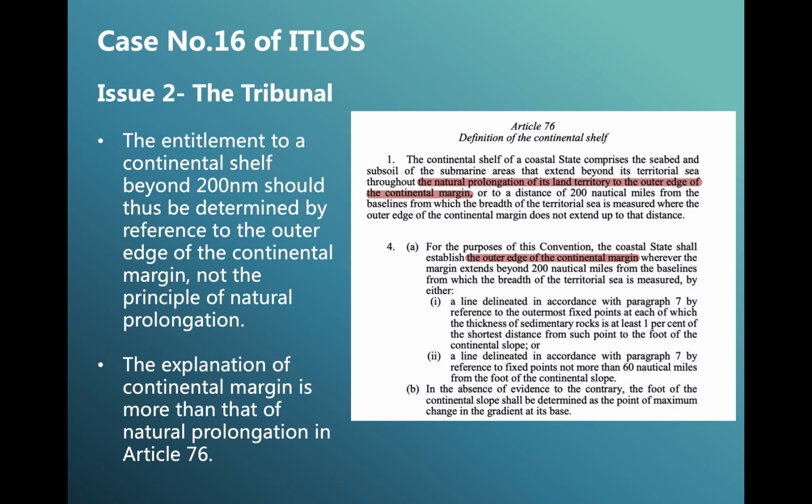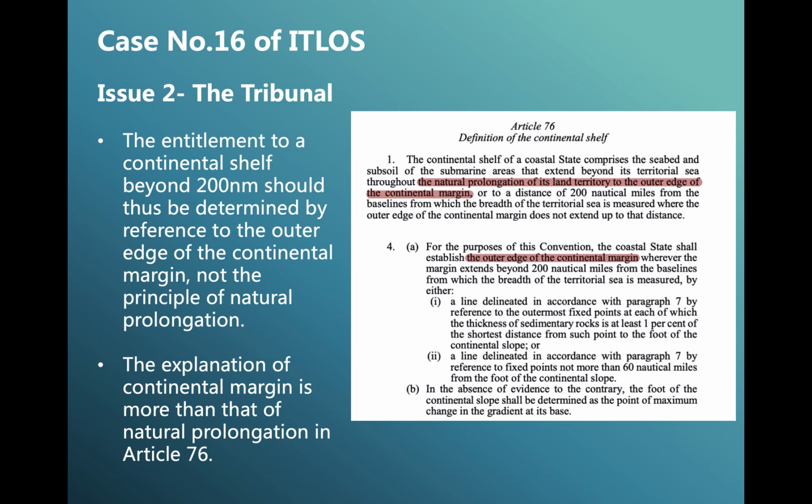Although natural prolongation is mentioned in paragraph 1 of Article 76, there is no further analysis of it in the following articles. However, it is clear from the language of Article 76 that the outer edge of the continental margin is an indispensable element in determining the extent of the continental shelf, and it is regulated in detail in paragraph 4 of Article 76.